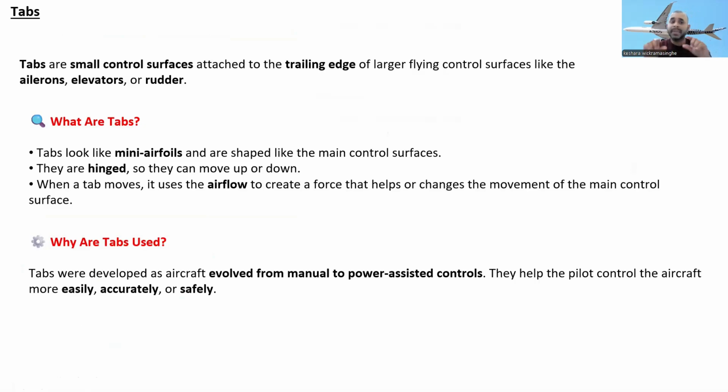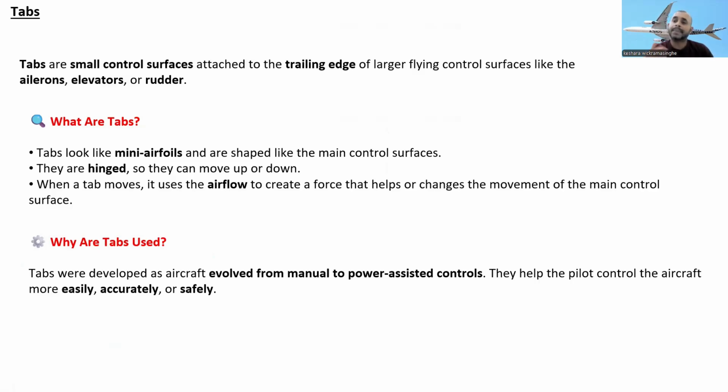Tabs look like mini aerofoils. They are shaped like a main control surface. They are hinged so they can move up and down. When a tab moves, it uses the airflow to create a force that helps change the position of the main control surface.